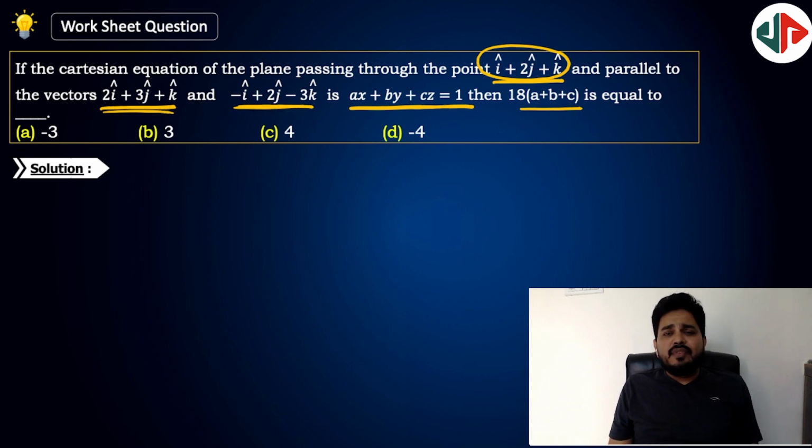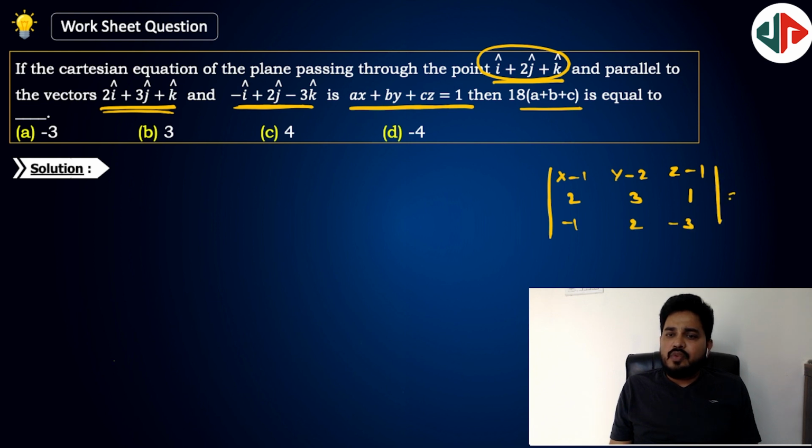There are two ways of doing this. One is the determinant form, that is simply x minus 1, y minus 2, z minus 1, and you write 2, 3, 1, minus 1, 2, minus 3 is equal to 0. Or you just find the cross product of these and you can go.